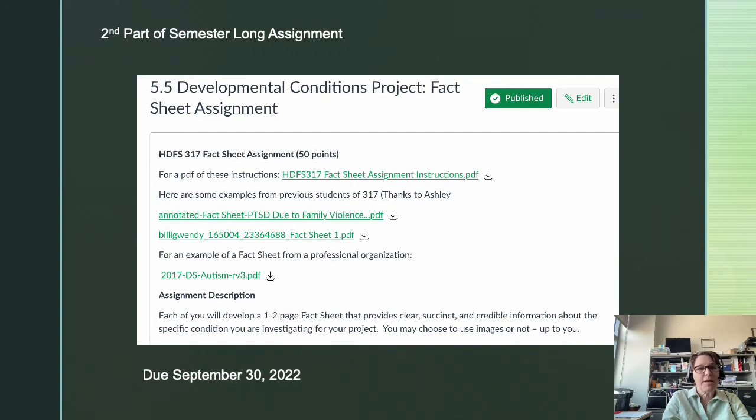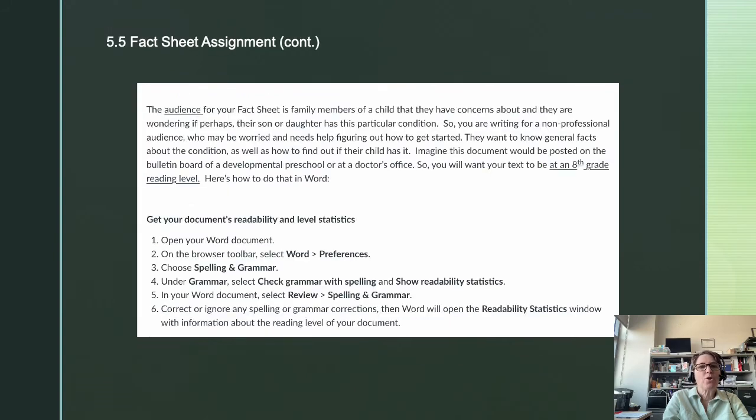So this assignment is going to be due on September 30th, and the big goal here is to create a fact sheet that can be bullet points, or it can be a narrative. It should be no more than 2 pages, and it should really be written in a parent-friendly or teacher-friendly way so that a layperson can easily understand this. So here we want to try to practice writing at about an 8th grade level.